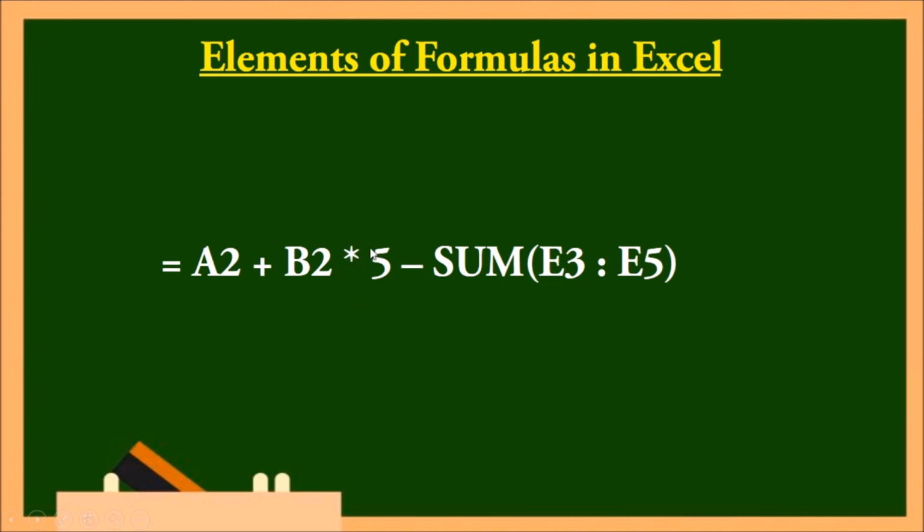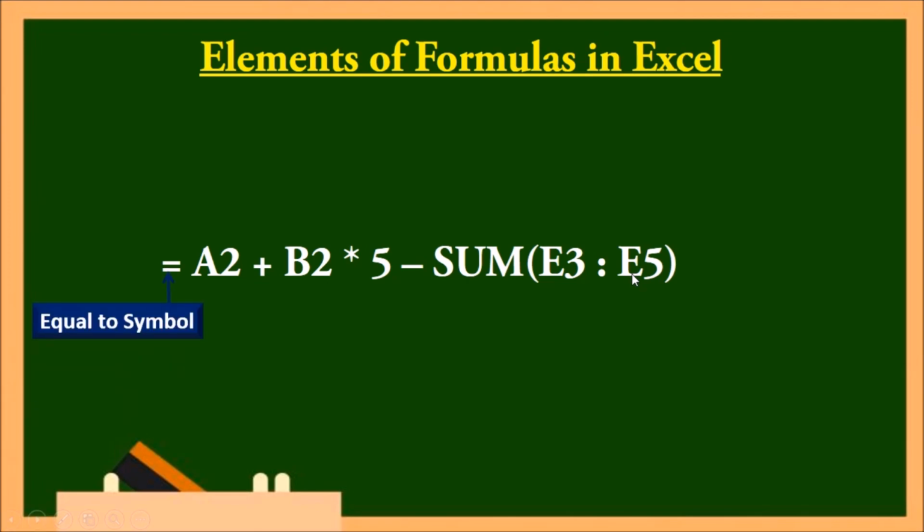You have 5 over here, this is a constant. This is again an operator, minus sign, then SUM, and this is parentheses, brackets. You can see the opening bracket and closing bracket. These are the parentheses. E3 and E5 is again a cell address.